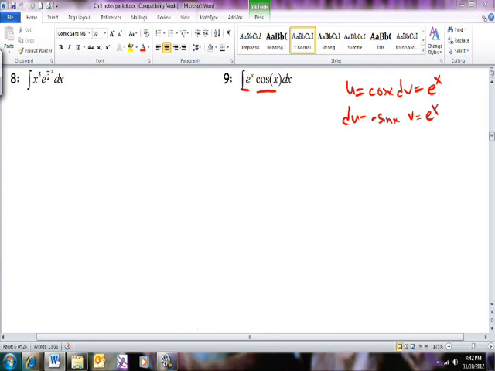So we end up with our uv, so e to the x cosine of x minus v du, uv minus the integral of v du. So e to the x sine of x, it's a negative sine of x, so I'm going to bring that out here. And it doesn't really seem to have gotten any better, right? I no longer have e to the x cosine of x, I have e to the x sine of x.